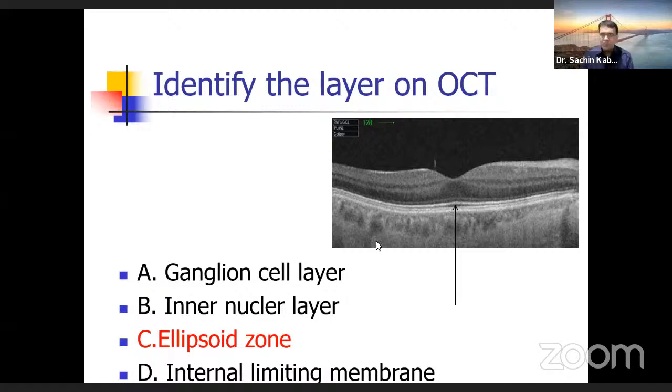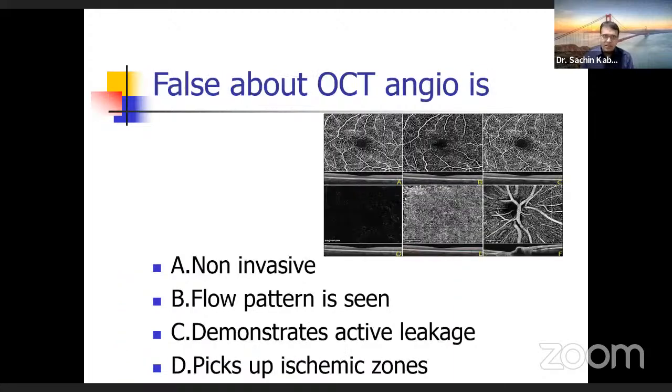OCT angiography picture is shown here. What is false about OCT angiography, which is not correct? Option A, it is non-invasive. Option B, we can see a flow pattern. Option C, it can demonstrate active leakage. And option D, it picks up ischemic zones. Your time starts now.